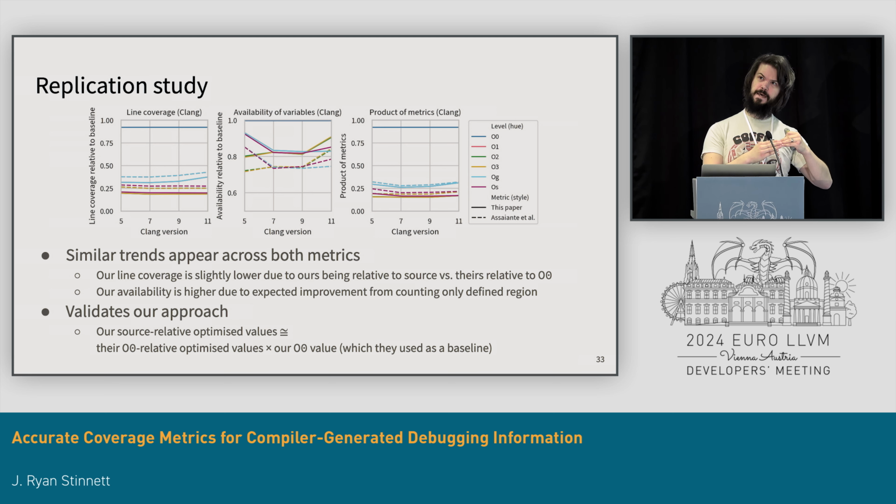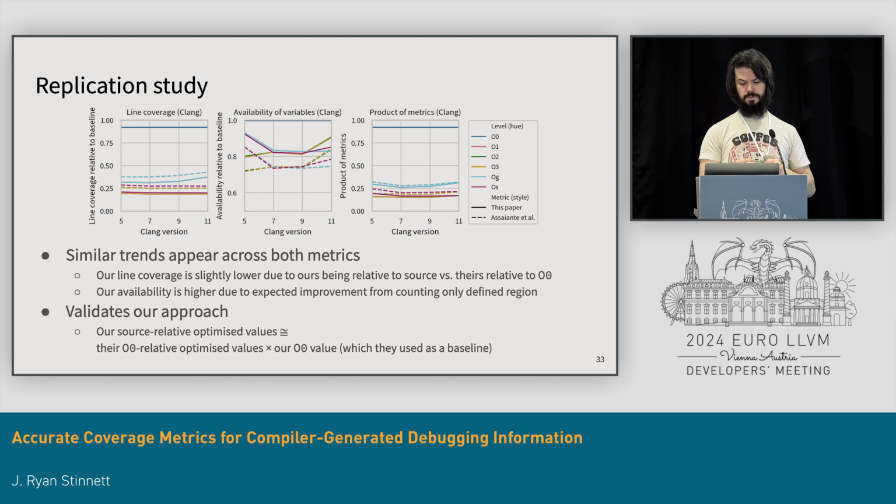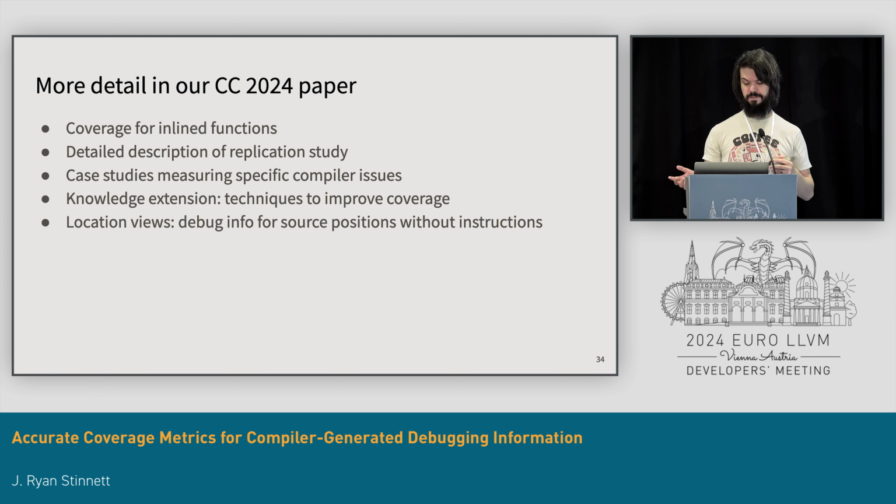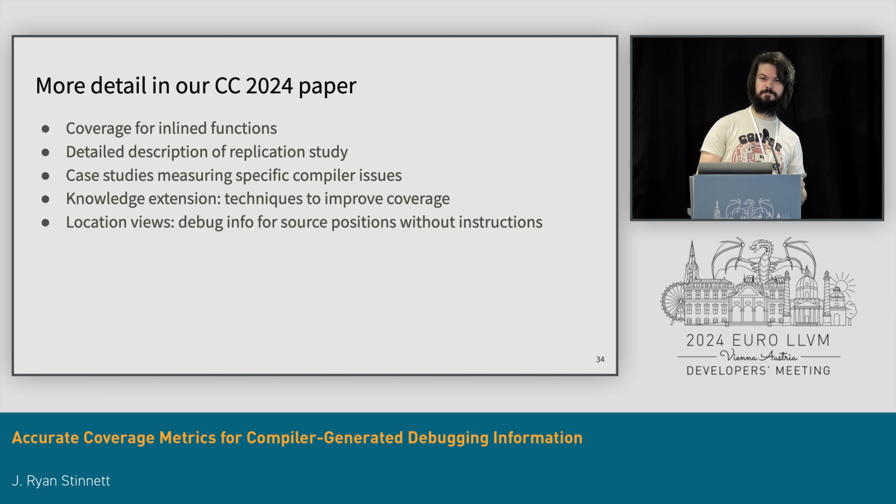Their approach doesn't give you an absolute value. It's something that's relative to O0. With that in mind, essentially we saw things that made sense when you take those attributes of the approach in mind, and we're able to present some metric for O0 as well, whereas theirs are relative to some optimization level compared to O0. But there is more detail on that in our recent paper. If you're curious about the replication study, there's also many more bits of info about details like how to handle inline functions, case studies looking at specific compiler issues, and also some more forward-looking ideas of how we could potentially extend and improve coverage without too much more work, and also looking at some recent DWARF extensions like location views that could help with these kinds of things.